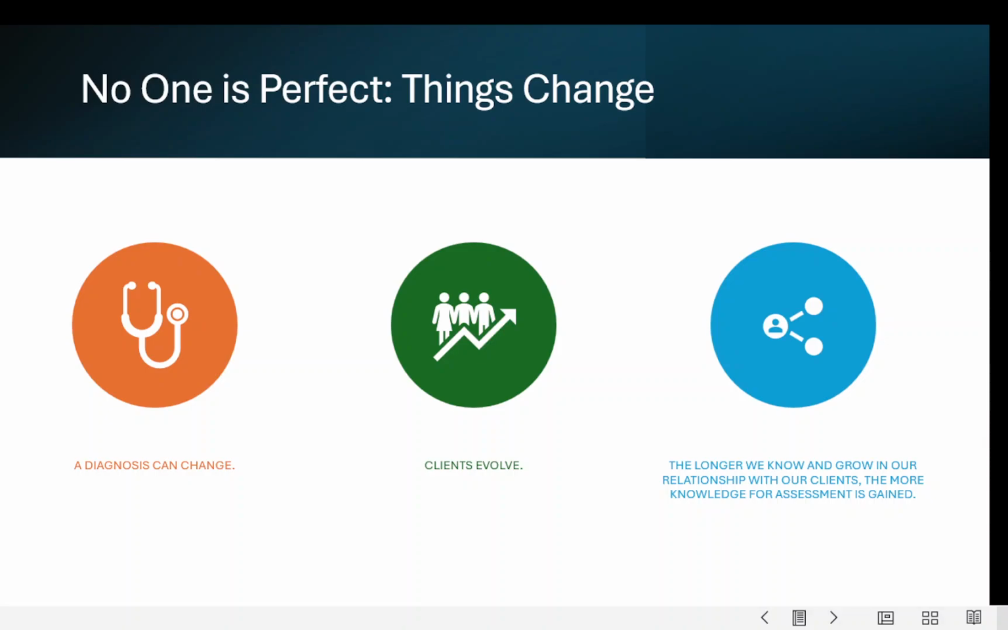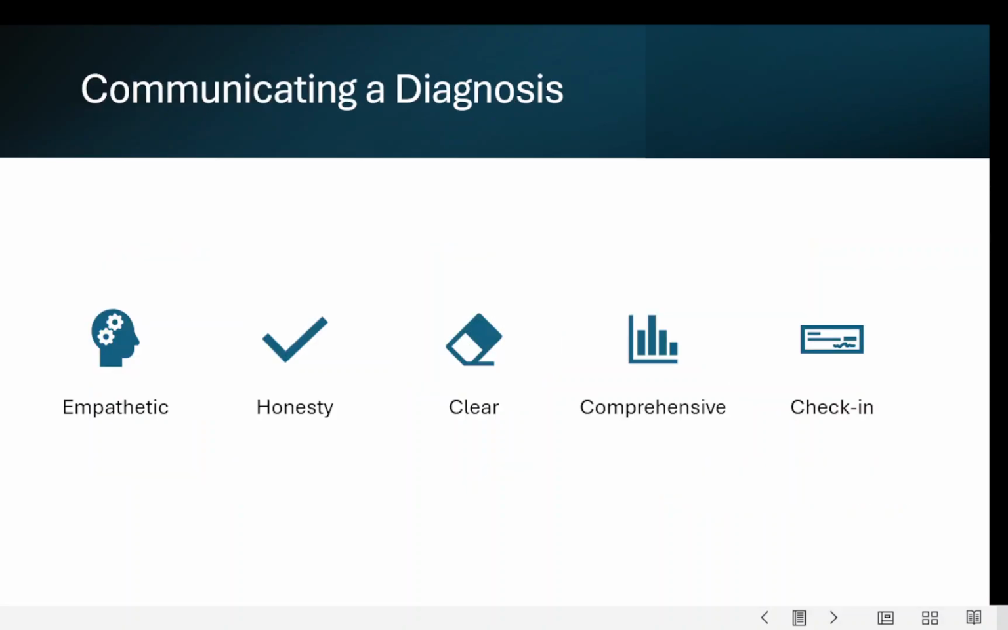This process takes time, and as we move from the assessment phase to the working stage, clients typically begin to open up more and we gain a deeper understanding of them. What's most important is that we stay focused on what's best for the client, recognizing that developing a full understanding requires patience and an ongoing and evolving relationship.